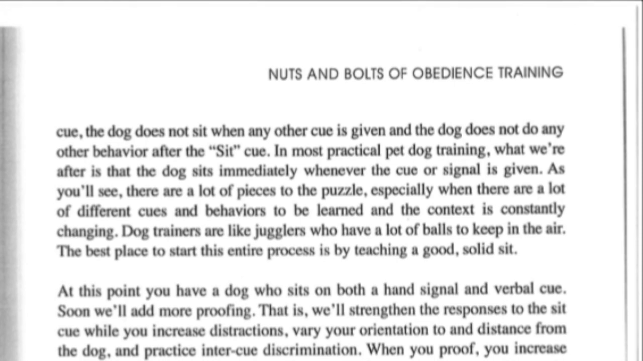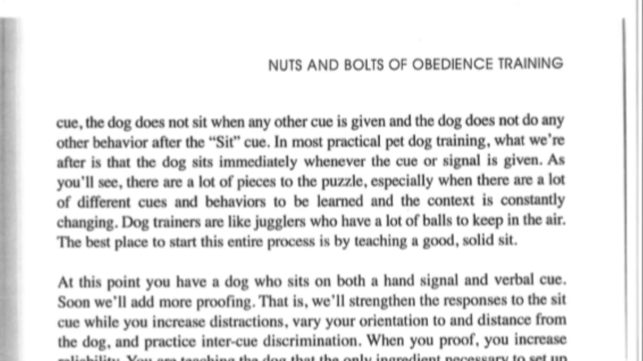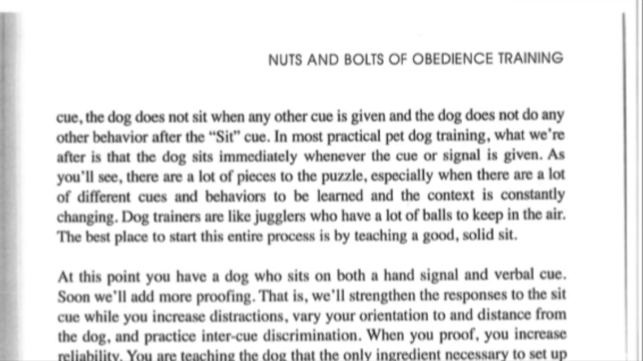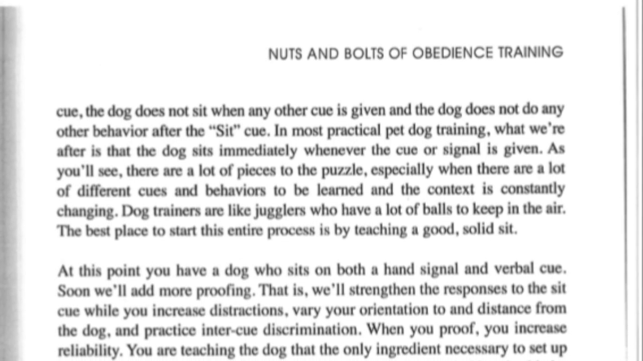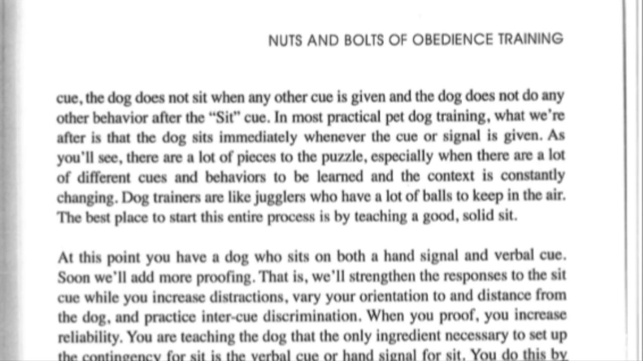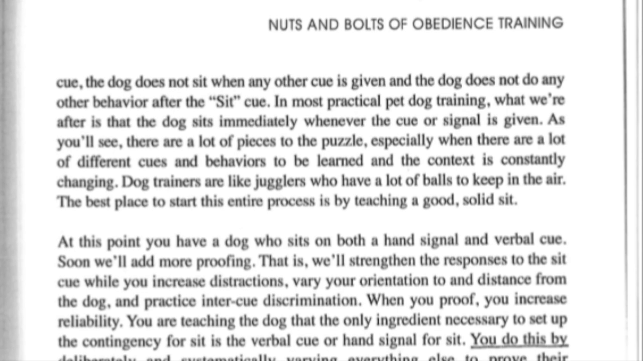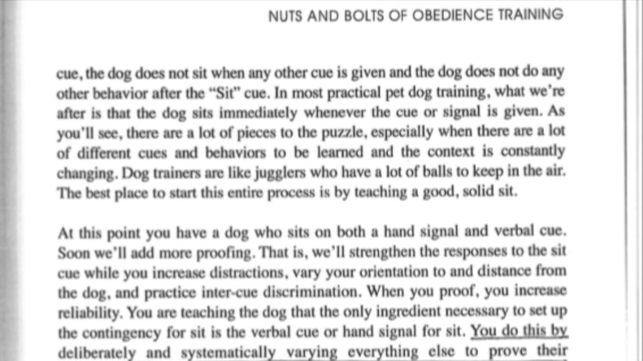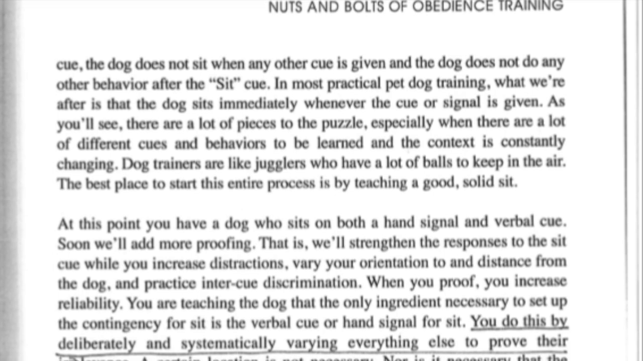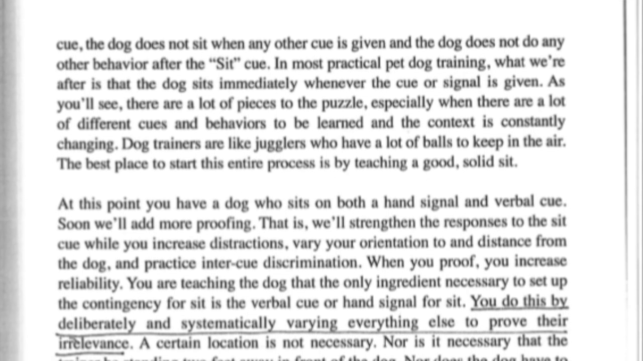As you'll see, there are a lot of pieces to the puzzle, especially when there are a lot of different cues and behaviors to be learned and the context is constantly changing. Dog trainers are like jugglers who have a lot of balls to keep in the air. The best place to start this entire process is by teaching a good, solid sit. At this point, you have a dog who sits on both a hand signal and a verbal cue. Soon we'll add more proofing.